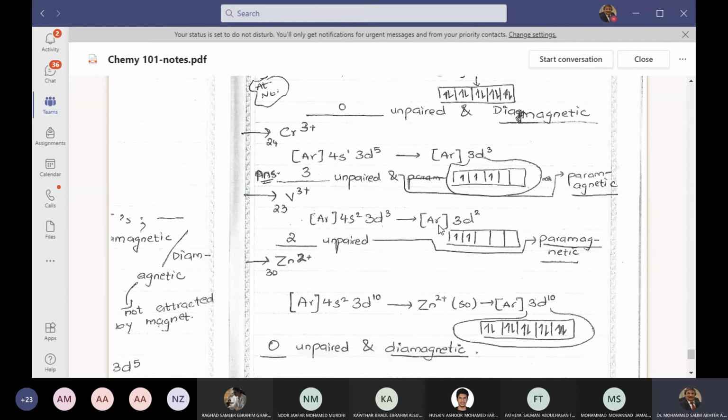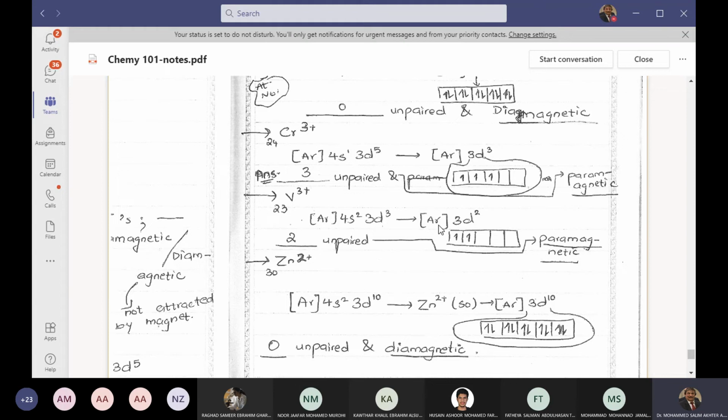So I have only Ar. Ar means, do I have any unpaired electrons? No. So 0 unpaired electrons. Para or dia? Dia, because there are no unpaired electrons. So this is what you have, my friend.